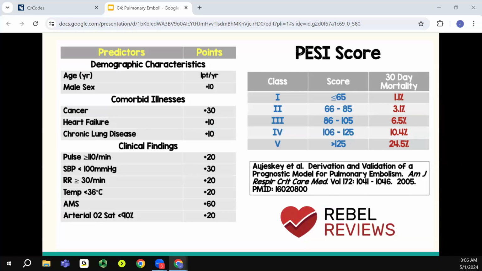It uses things like age, the actual number of years, cancer, heart failure, chronic lung disease, male sex, heart rate greater than 110, a systolic less than 100, respiratory rate greater than 30, hypothermia, altered mental status, and a saturation less than 90%, excuse me. Then you risk stratify them and get a 30-day mortality and can extrapolate where they are, whether they're intermediate or low risk.